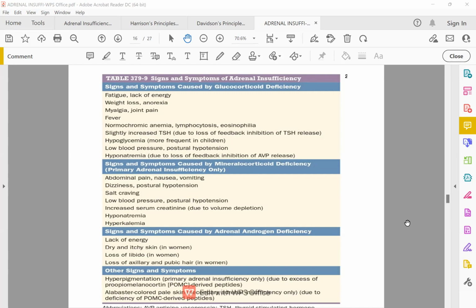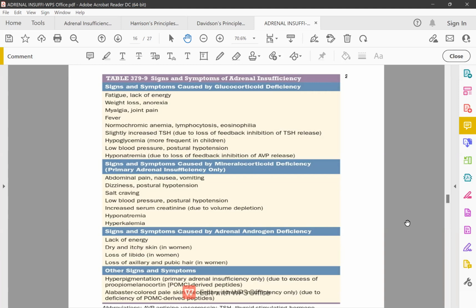And other signs or symptoms: in primary adrenal insufficiency, there is an increased ACTH. The patient has hyperpigmentation of the skin. In secondary and tertiary adrenal insufficiency, there is decreased ACTH. The patient has alabaster colored pale skin.